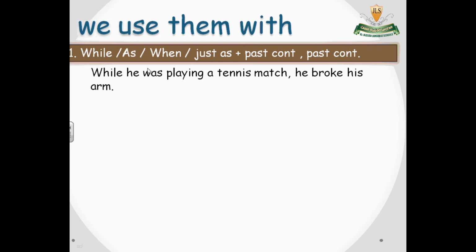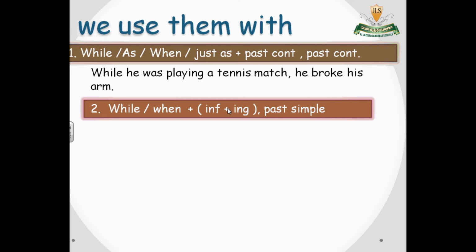So when I have one action interrupting the other in the middle, I use the past simple tense with the short action. But when I have both actions happening at the same time, I will use both of them in the past continuous tense. For example, while I was reading a story, Ali was watching TV. While and when plus infinitive or the verb with ing.